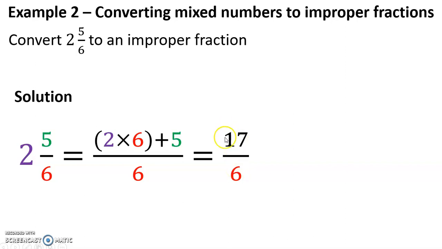The tricky part is trying to work out my numerator. And how do I do that? I multiply my whole number by my denominator, so 2 times 6. And it's in brackets, which means we need to do that component first. So it's 12 plus 5. 5 was my numerator, and that gives me 17. So 17 over 6 is the same as 2 5/6. Okay? So again, I want you to pause your screen and copy this example into your book. And if you can use the same colour coding, it will help you understand what's happening.